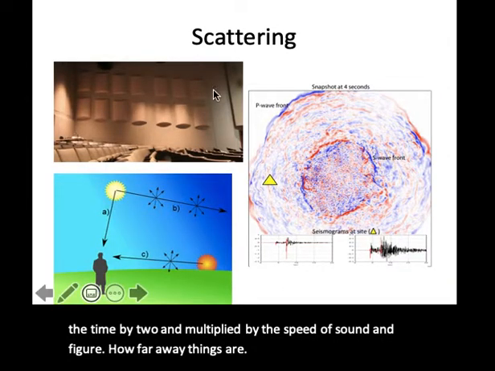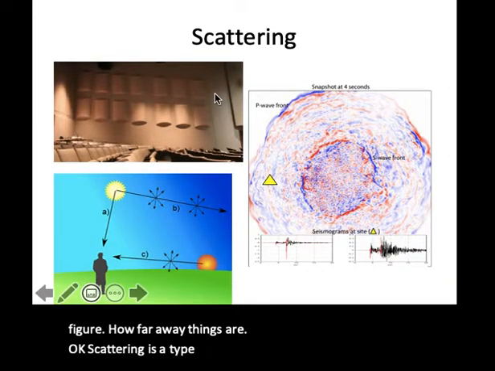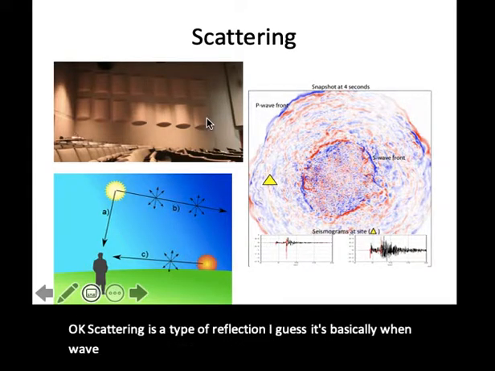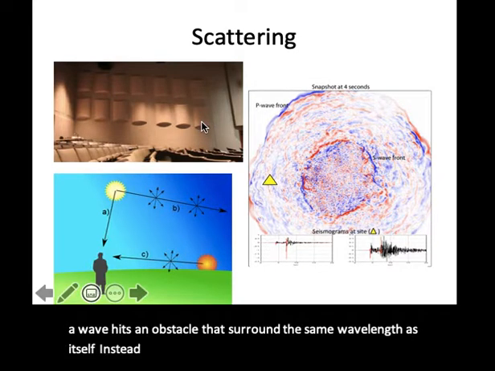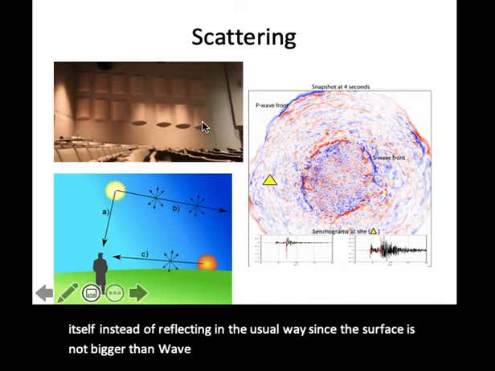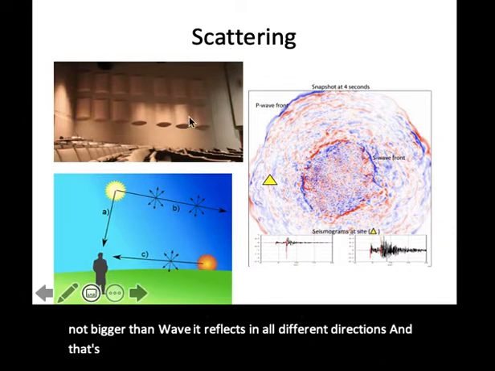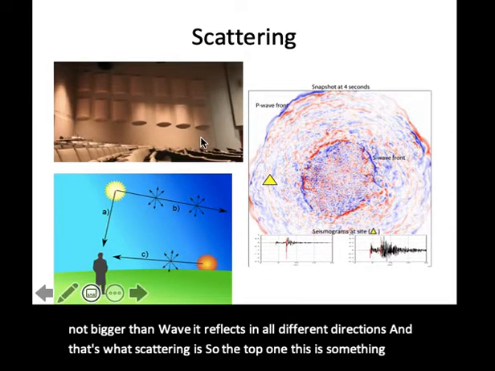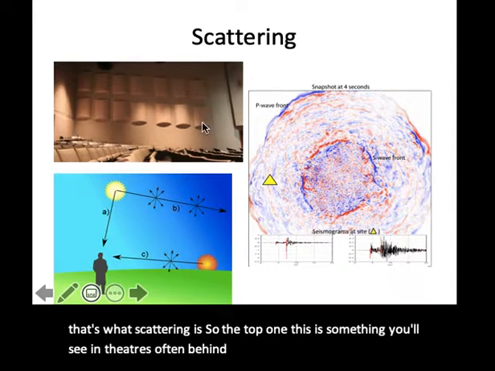Okay, scattering is a type of reflection, I guess. It's basically when a wave hits an obstacle that's around the same wavelength as itself. Instead of reflecting in the usual way, since the surface is not bigger than the wave, it reflects in all different directions, and that's what scattering is. So the top one, this is something you'll see in theaters often, like behind the stage, or in this case it's on the sides.